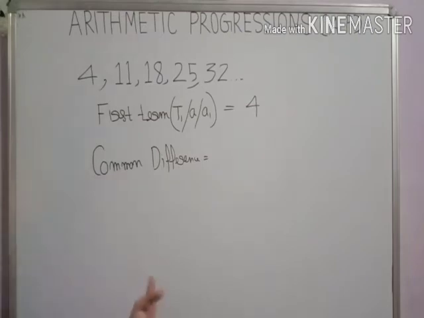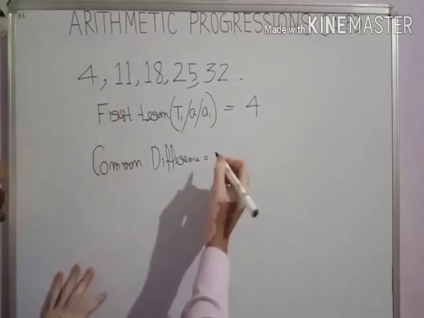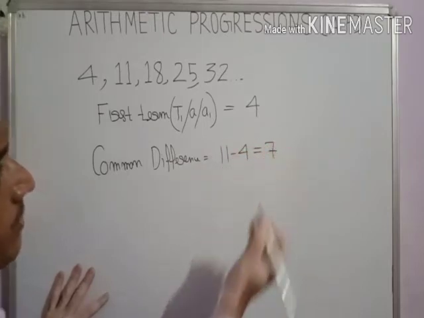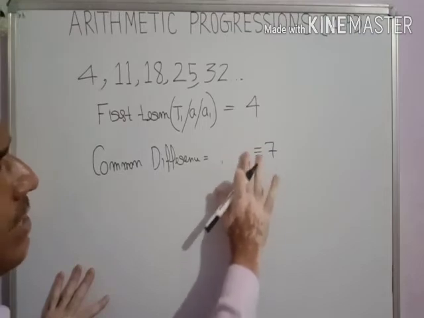If you want to find out the common difference of an AP, you take any term and subtract its preceding term, the term behind it. I'll take 11. So 11 minus 4 is equal to 7. You can take any term minus its preceding term.